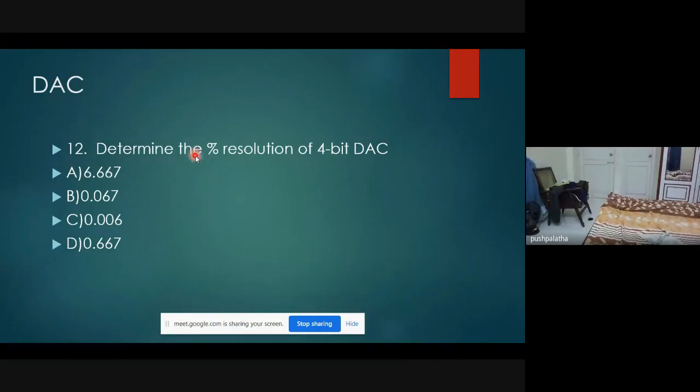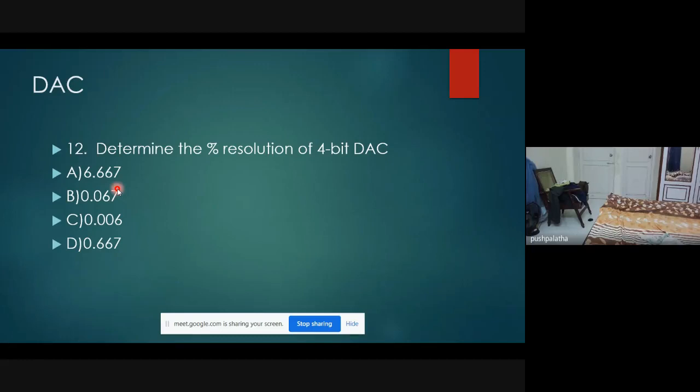Now we'll see the D to A converter. Determine the percentage resolution of a 4-bit D to A converter. What is the percentage resolution of a 4-bit digital to analog converter? The options are 6.667, 0.067, 0.006, 0.667. It's a 4-bit, they have simply given 4-bit, so you know how to solve it. All the values are the same, but only the decimal points vary.